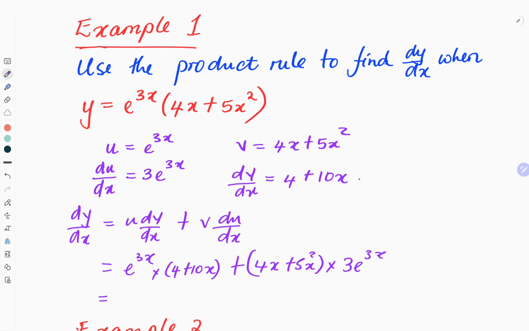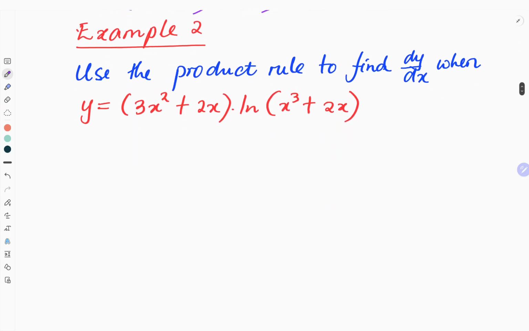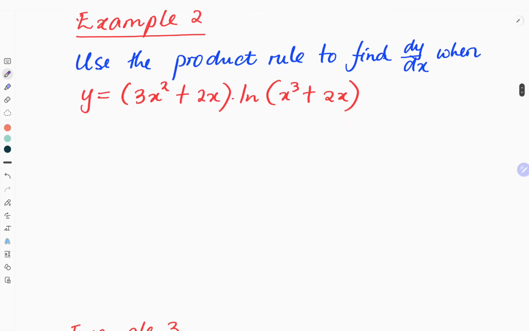Then you can rearrange this whole thing, and that becomes (4 plus 10x) e to the power of 3x plus 3e to the power of 3x times (4x plus 5x squared). You can simplify this further by factoring out e to the power of 3x, then you can write the final answer.